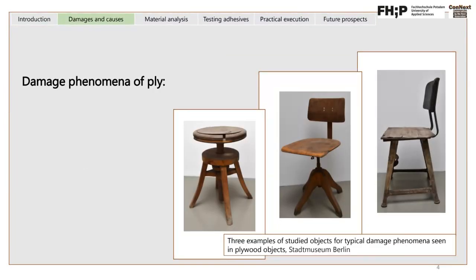To tackle these research questions, a multifaceted approach was chosen. First, to analyze the damages found in ply and laminated objects, I examined a range of objects, visually recorded the damages, and tried to find out what could have caused them. In a second step, I tried to recreate certain damages using dummy material, but that's for later.